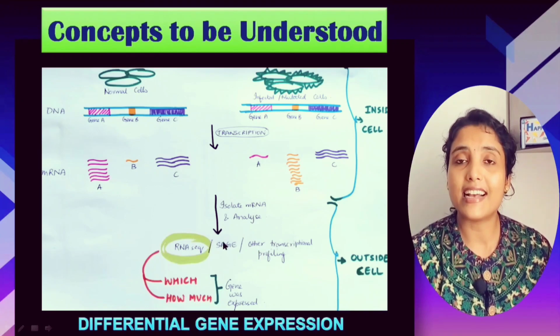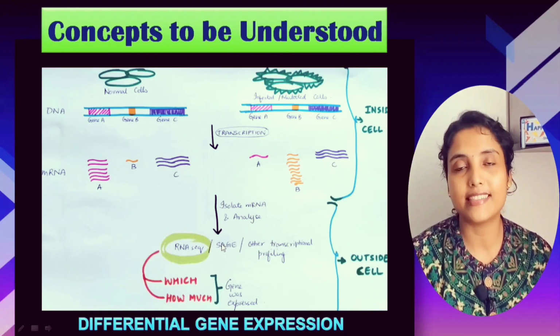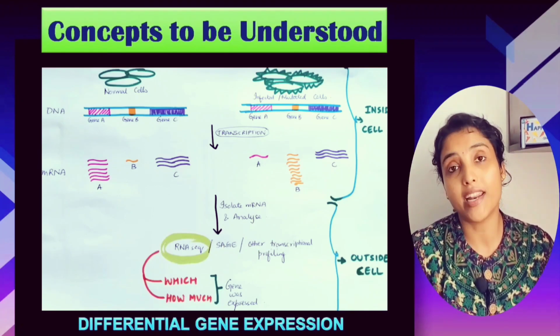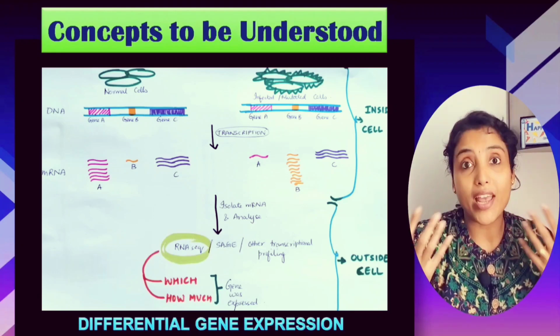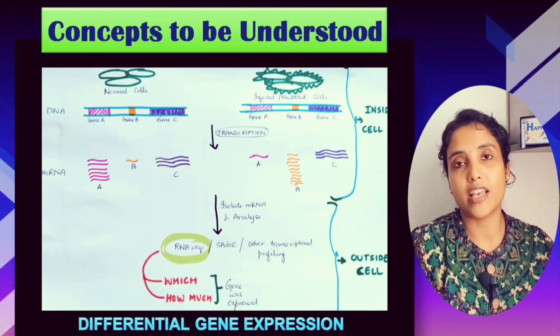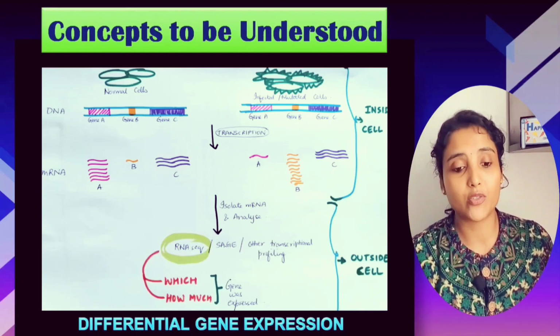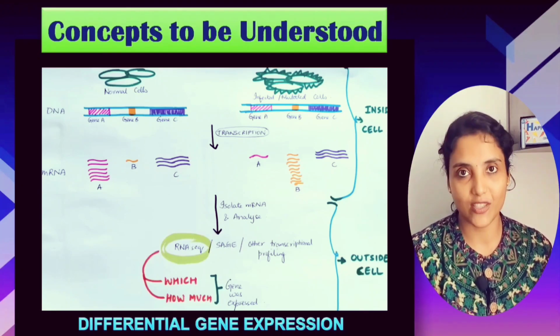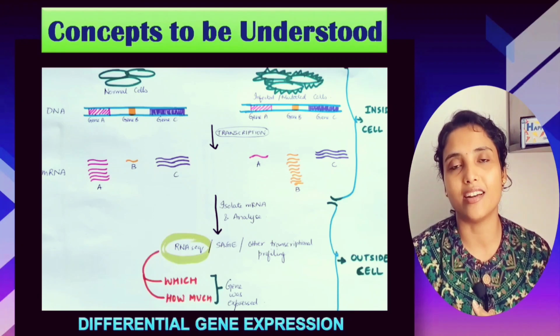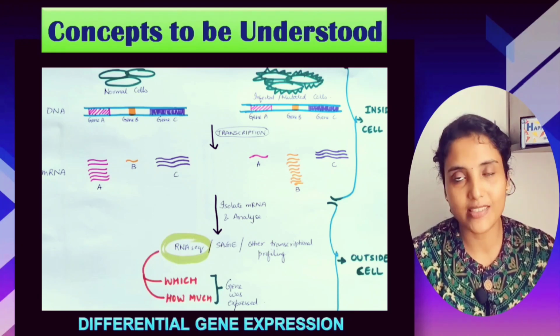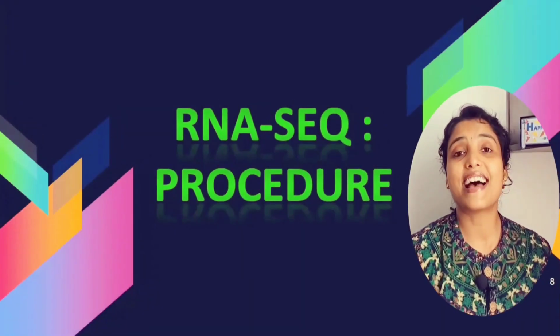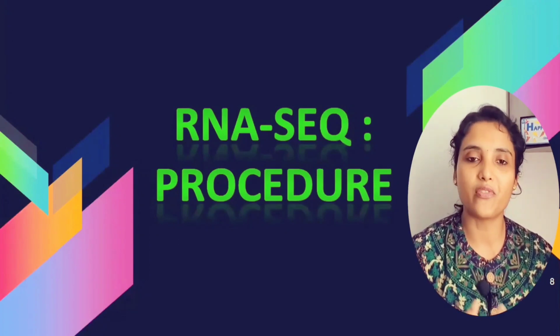After this analysis, we might be able to find which gene is overexpressed or underexpressed. When is it done during a cell's life cycle? When is it underexpressed or overexpressed? And how much is the expression level? All those things can be understood by carrying out gene expression studies. So with that, we start with the procedure of RNA-seq.